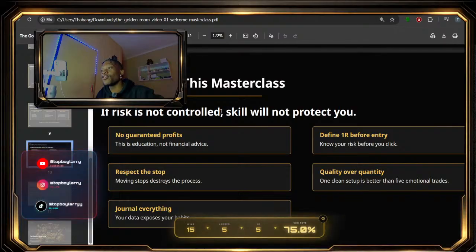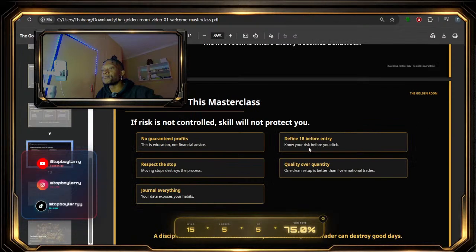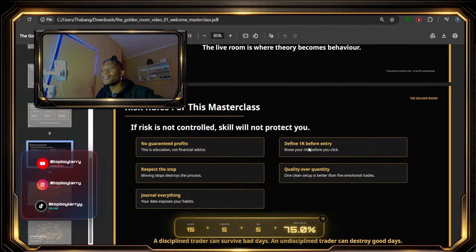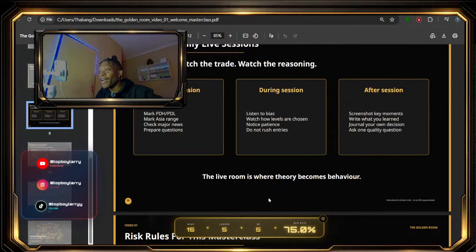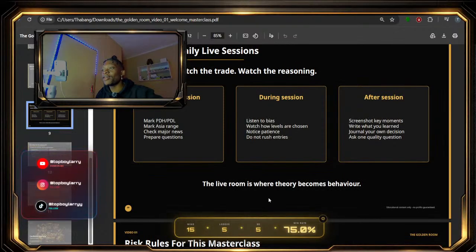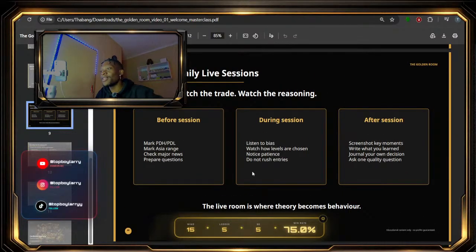If risk is not controlled, skill will not protect you. Be sure that you understand the type of skill we have, and be able to understand what the market is giving you. All those good things, guys.